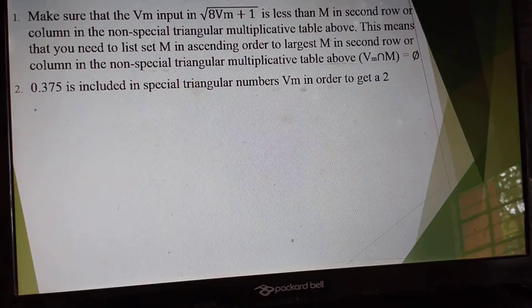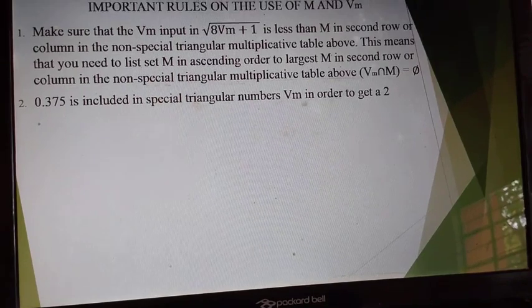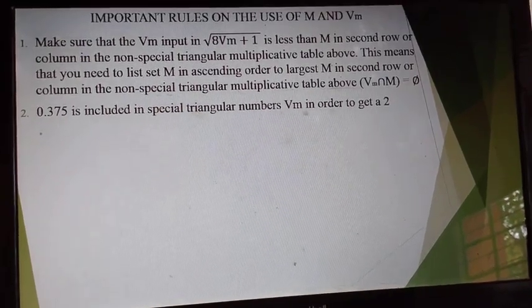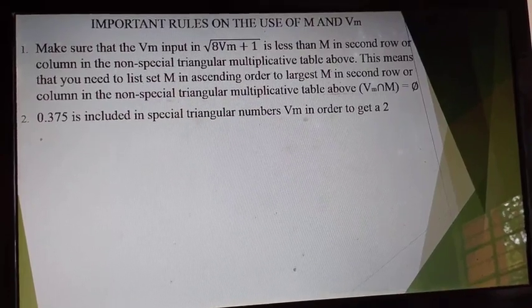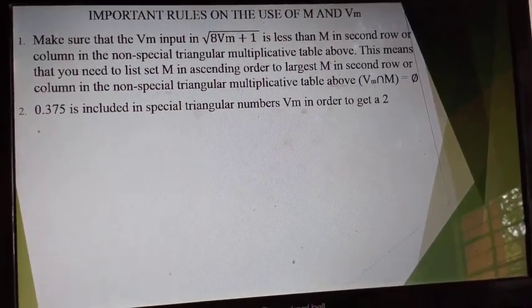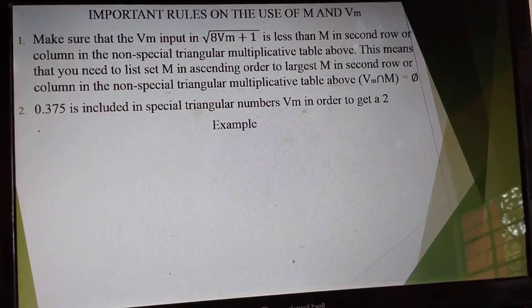So deliberately, we need to use the 0.375. If we use the 0.375, that means the 2 is now included. We go to the example.